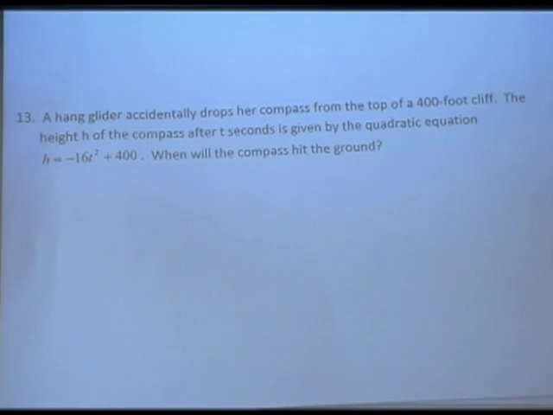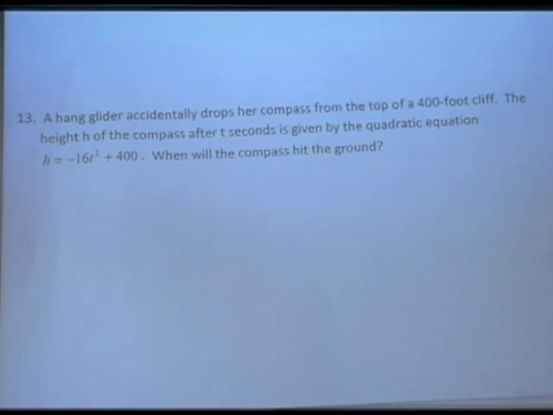Okay, who is a good reader? Who's going to read it? A hang glider accidentally drops her compass from the top of a 400-foot cliff. The height h of the compass after t seconds is given by the quadratic equation h equals negative 16t squared plus 400. When will the compass hit the ground?